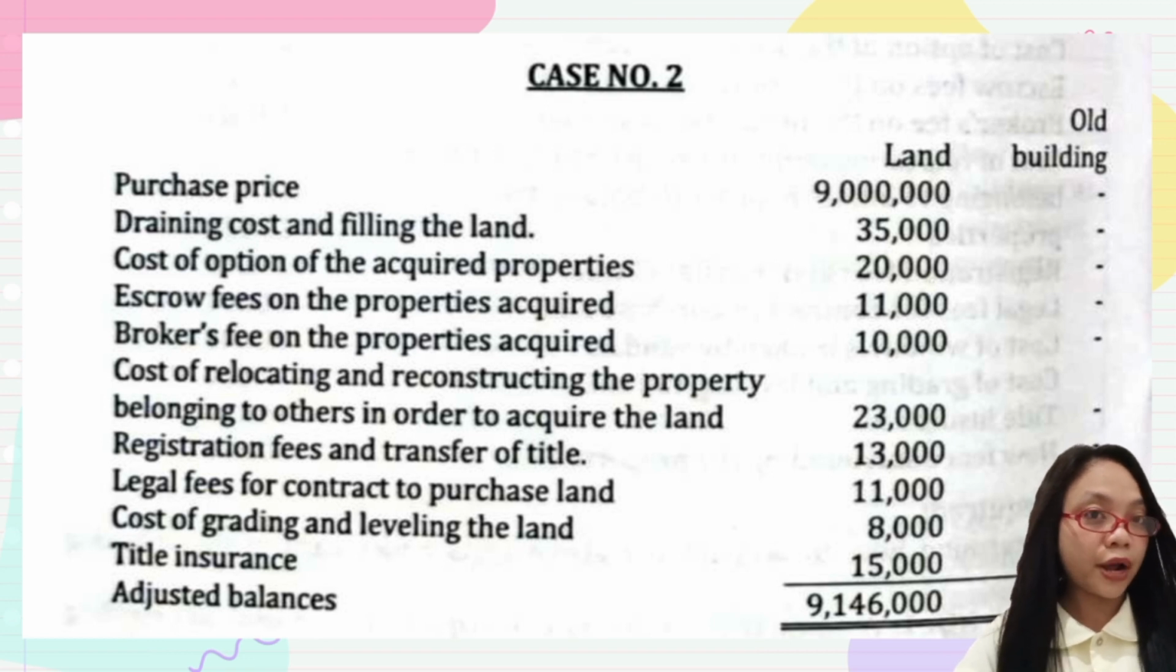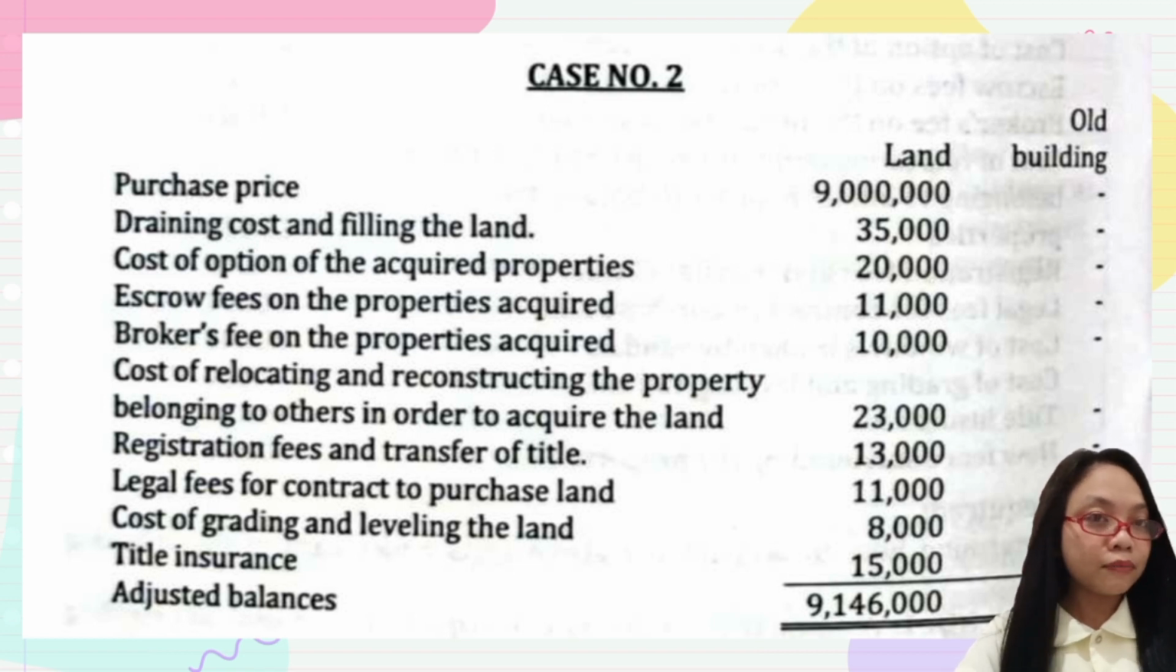For example, in this purchase price, our total purchase price is 9 million, so it is all allocated to the land. This purchase price of the land is 9,000 pesos. And other common costs attributable before to the old building will be allocated to the land. For example, escrow fees on the properties acquired, 11,000. Cost of option of the acquired properties, 20,000. Broker's fee on the properties acquired, 10,000. And cost of relocating and reconstructing the property belonging to others in order to acquire the land, 23,000 pesos.